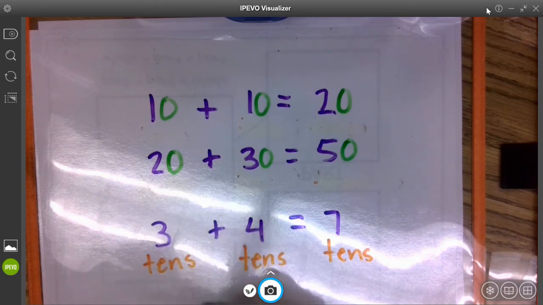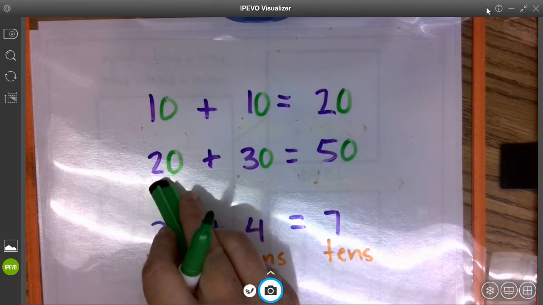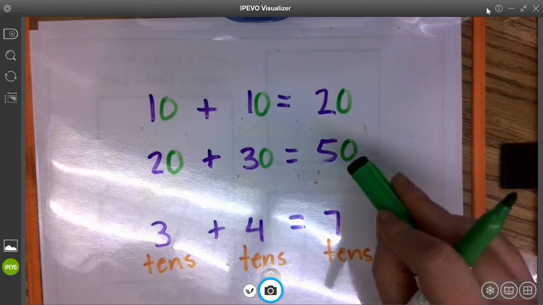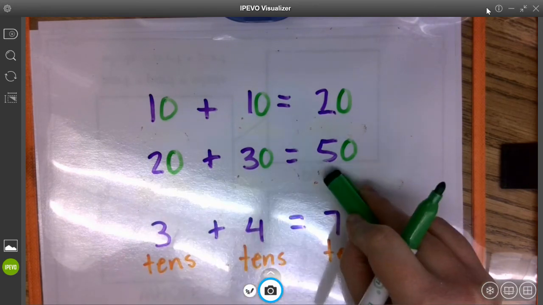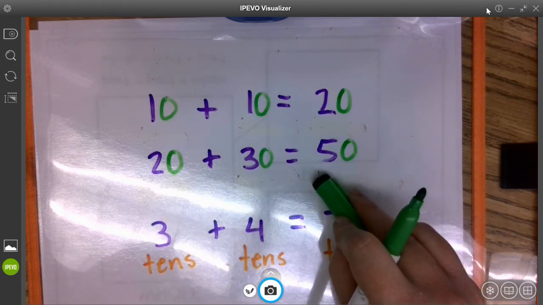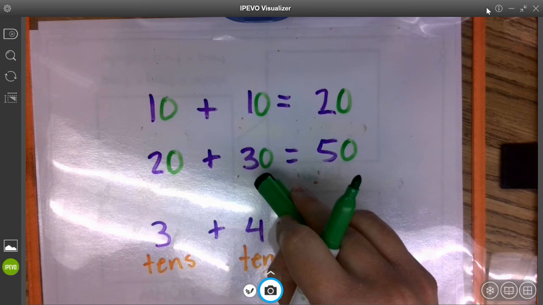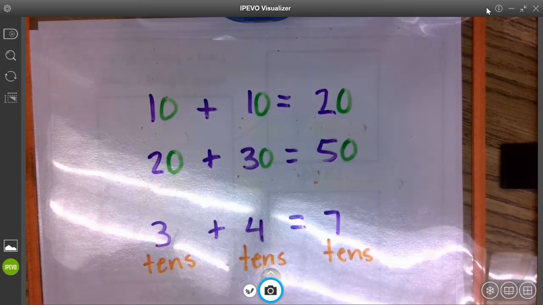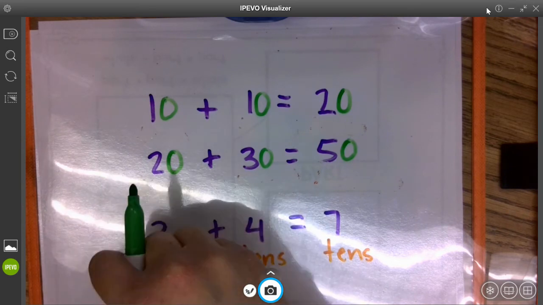So then here we have 20 plus 30 equals 50. But we still see that 2 tens plus 3 tens equals 5 tens. 2 plus 3 equals 5. The math doesn't change. All that changed is we moved over to being in the tens place. And the 0 is there representing how many extra ones? None.